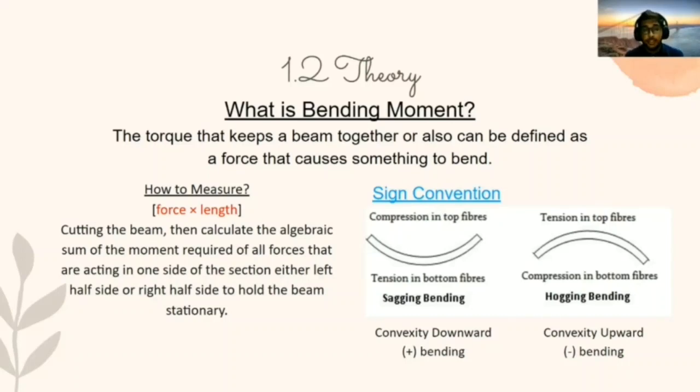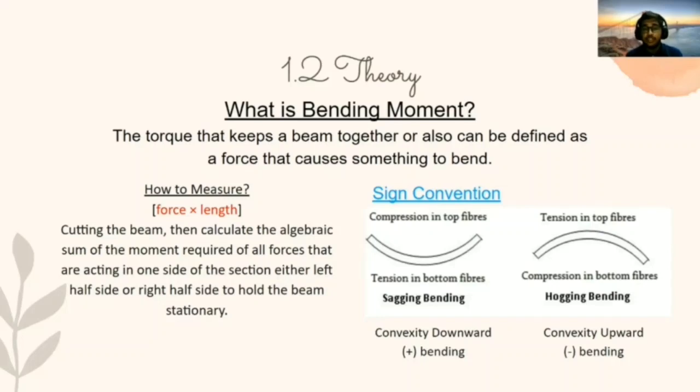To put it simply, it is force multiplied by length. We calculate bending moment by cutting the beam, then calculating the algebraic sum of the moments required of all the forces that are acting on one side of the section, either the left half side or the right half side, to hold the beam stationary. There are two sign conventions used for bending moment.